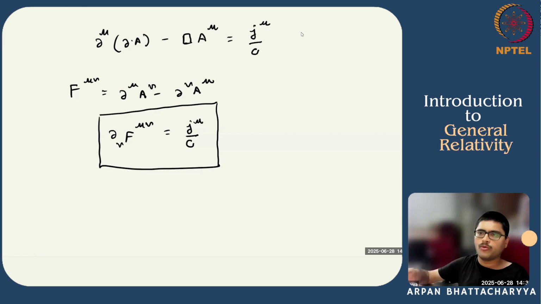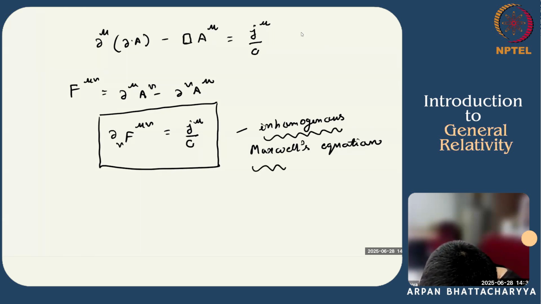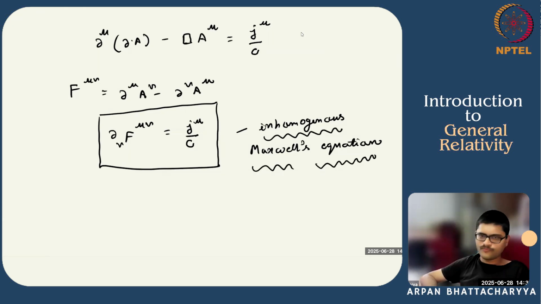So this is nothing but the inhomogeneous Maxwell's equation. That is the Maxwell's equation with source. So we have arrived at a Lorentz covariant version of the Poisson equation of electrostatics, which is the inhomogeneous Maxwell's equation, which is what we know, right?